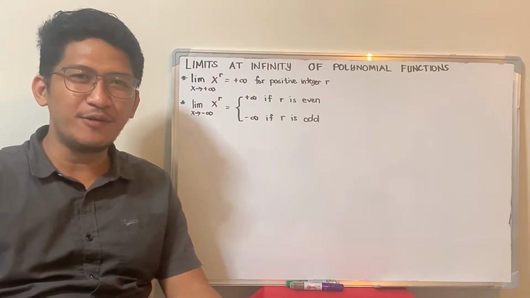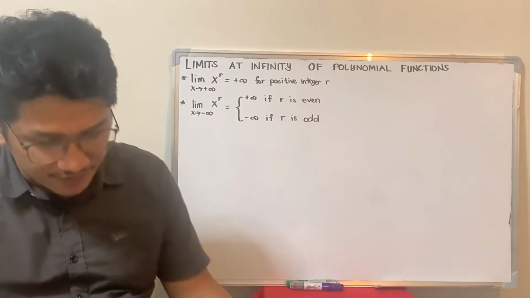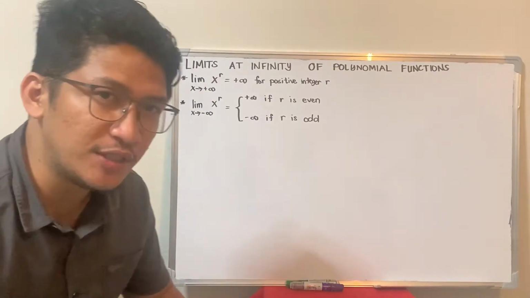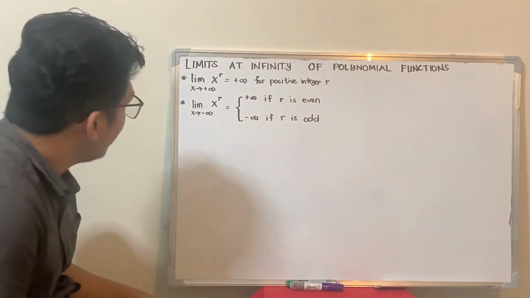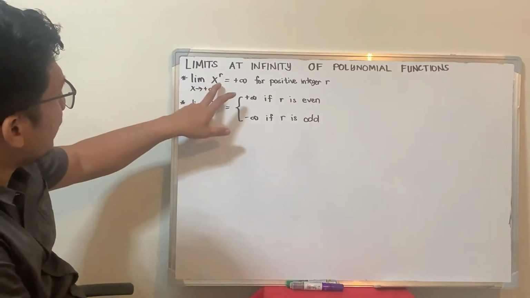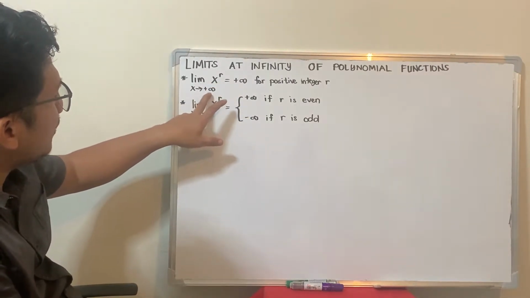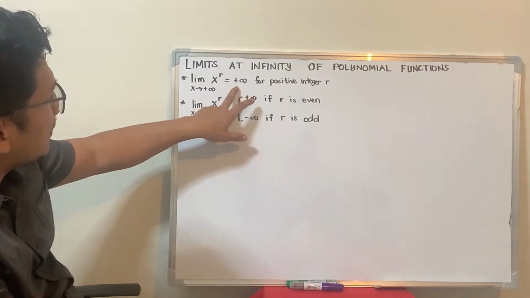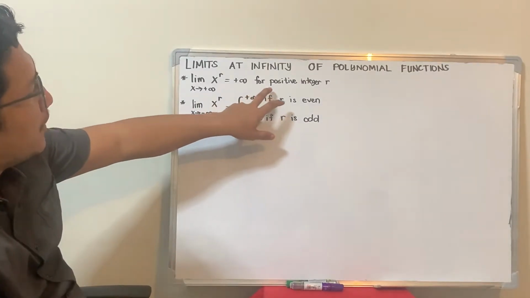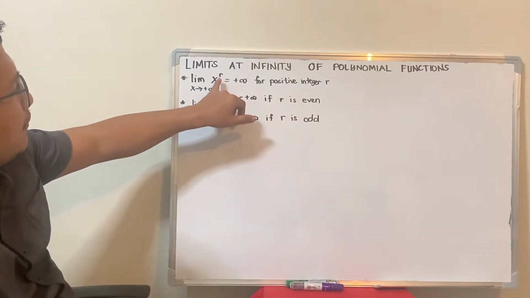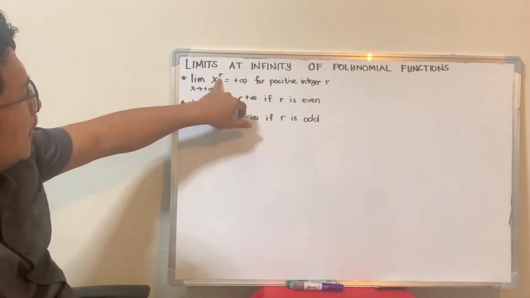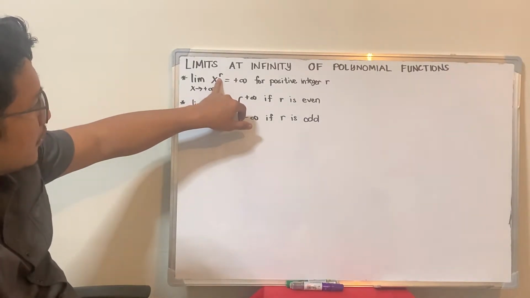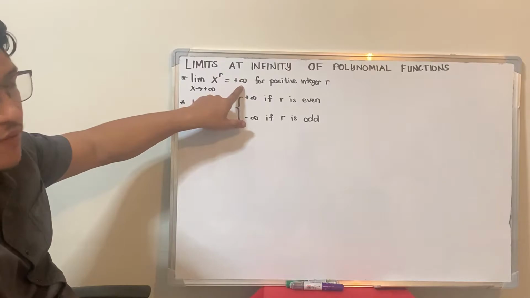In this video, we will be talking about the limits at infinity of polynomial functions. So here are some conditions now. The limit of x raised to r as x approaches positive infinity is always positive infinity for all positive integer r. So if r is positive, it cannot be negative. If it is positive, then the limit will always be positive infinity.